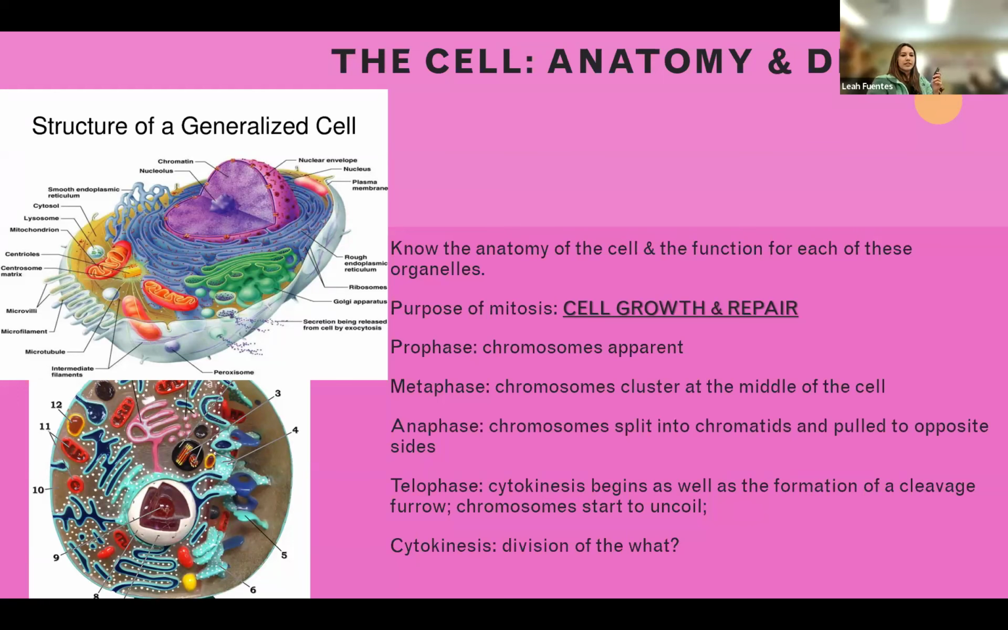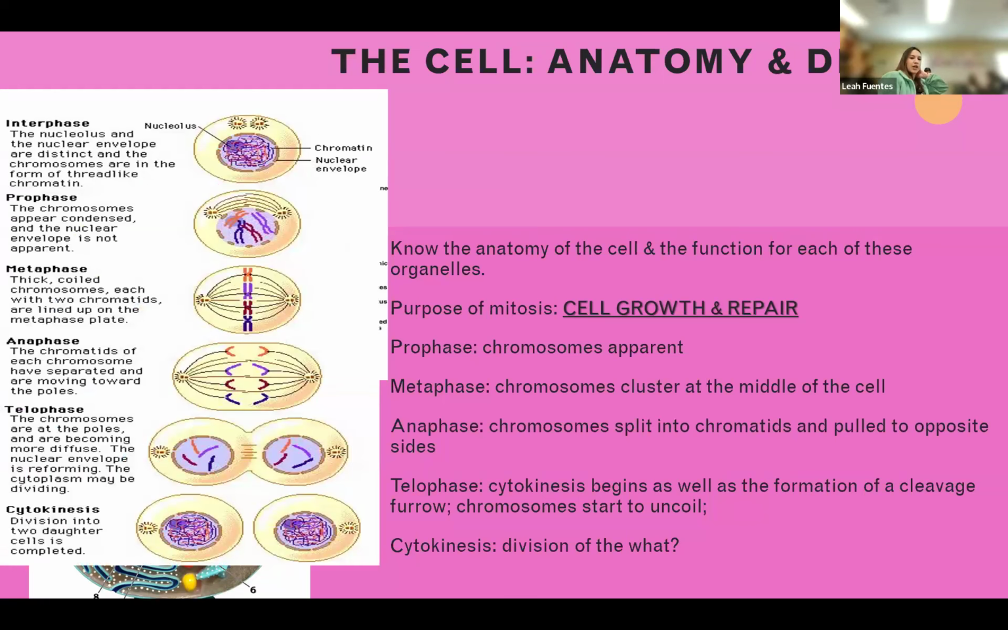And then that leads us into mitosis. So the purpose of mitosis, this will be a question on your exam. The very simple, straightforward answer, cell growth and repair. 4 words, full credit. On the exam, again, it's going to ask you, what is the purpose of mitosis? Cell growth and repair.